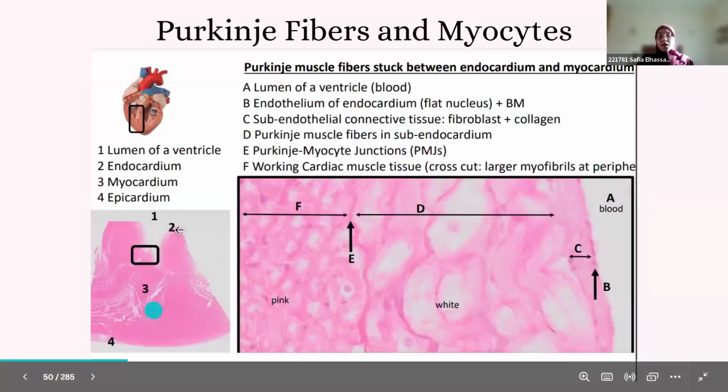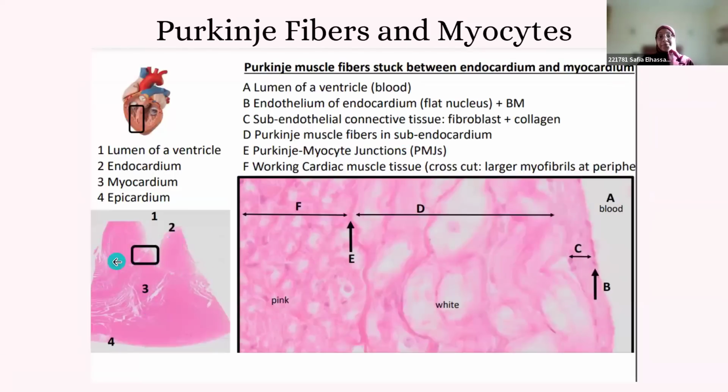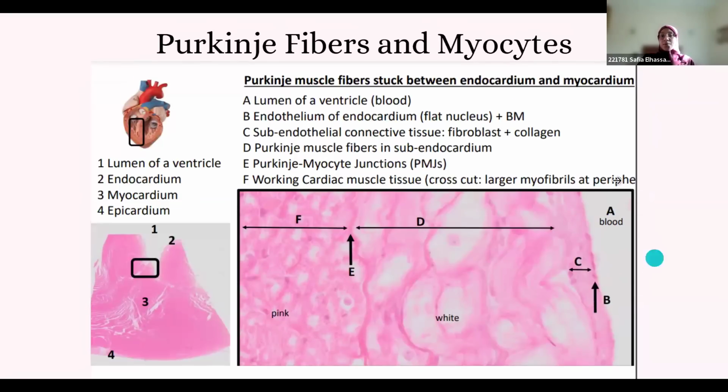Okay, let's go a little bit deeper into the heart muscle. So this is where we are right now, and specifically, we are at the place between the endocardium and the myocardium. So this is the lumen of the ventricle. Within the lumen of the ventricle, you would find blood. This is in comparison to the epicardium, where the lumen had serous fluid, because that was the pericardial cavity.